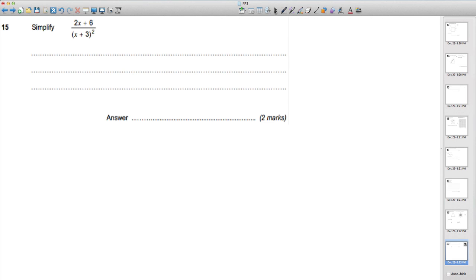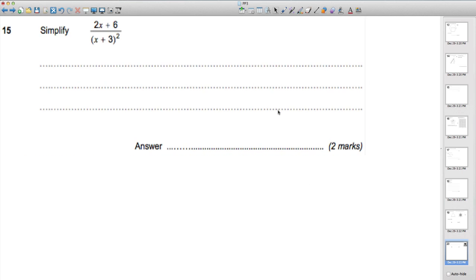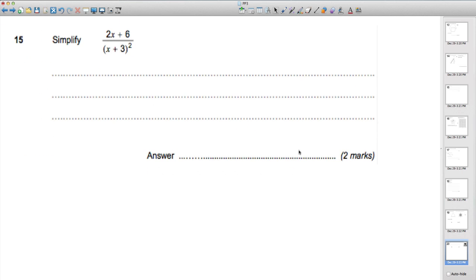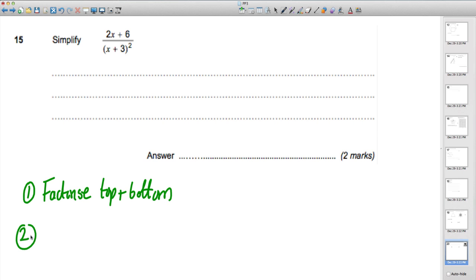Okay, simplify the following. Now, I have done this on previous videos. You must now be in the habit of doing the right thing here. When you're asked to simplify algebraic fractions, what do you do first? The first thing you do is you factorize the top and bottom. Step 2, you then cancel. So let's factorize first.